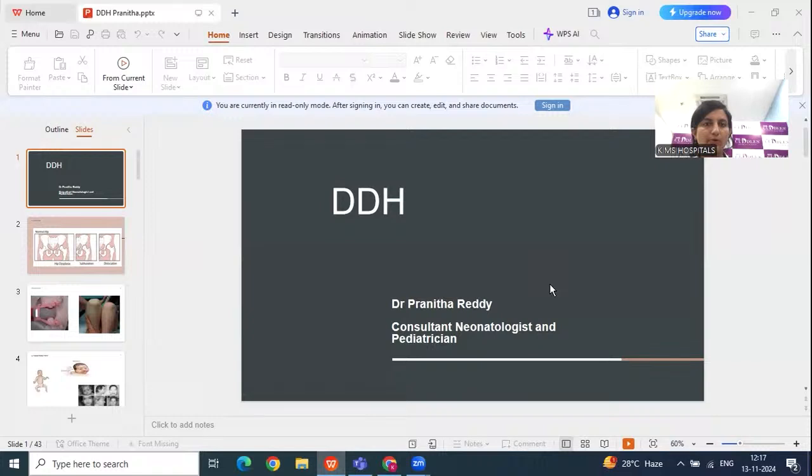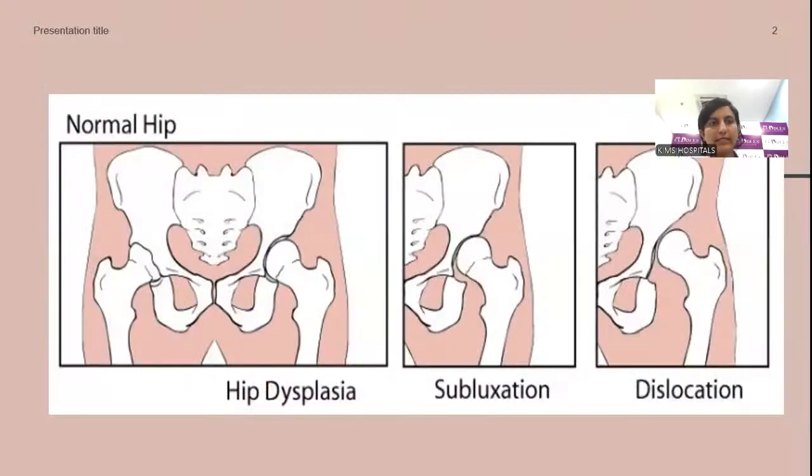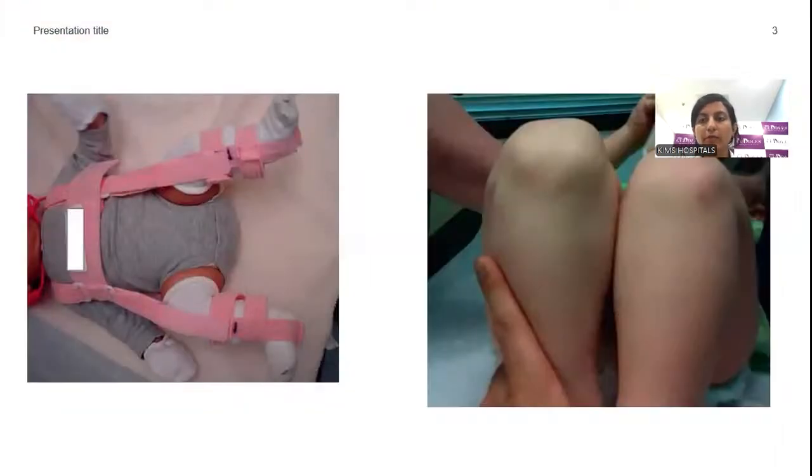Today I'm going to discuss screening of developmental dysplasia of hips in neonates. So DDH ranges across a wide spectrum. It can be hip dysplasia, subluxation, or dislocation. Why is screening of DDH in neonates so important? If the baby is screened at birth and we diagnose DDH at birth, we can manage it conservatively with a Pavlik harness. But when detected at a later age, it leads to early arthritis and the need for surgical intervention.